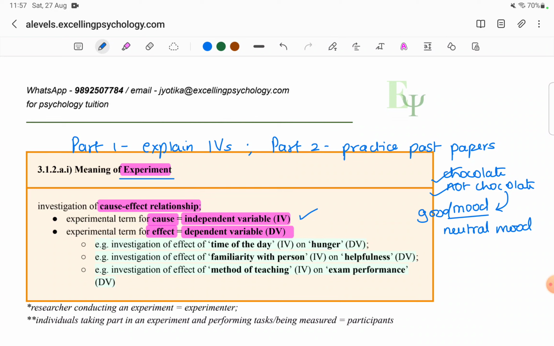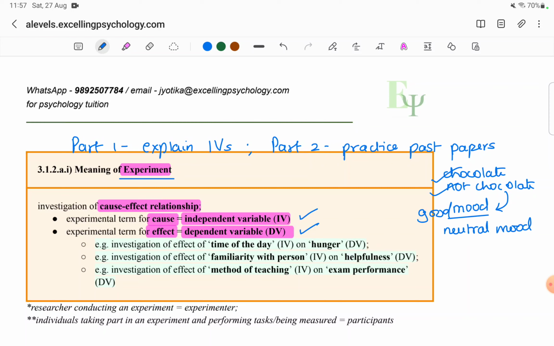Nevertheless, there is a strong relationship between the IV and DV. So right away we should know that the effect or result or consequence, simply any phenomenon of interest of the experimenter in a study, is called the dependent variable. Let's take some examples of experiments to be clear on what experiments are.